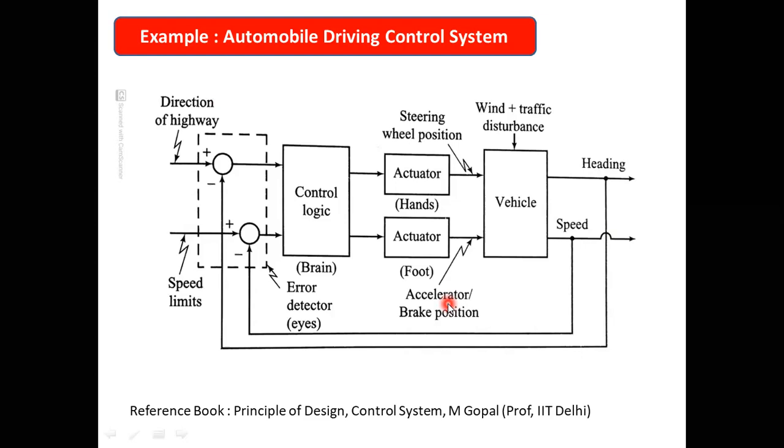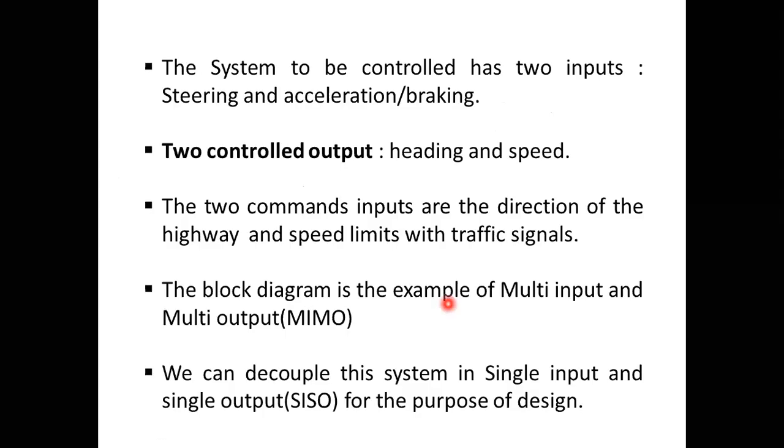Now, I told you that we have to analyze the system, and we have to decouple this system into a single input single output system to analyze the transfer function. So here are the key points from this block diagram. First, the system to be controlled has two inputs, steering and acceleration braking, and two control outputs, the direction in which it is heading and the actual speed. The two command inputs are the direction of the highway and the speed limits with traffic signals. This block diagram is multiple input, multiple output, and to analyze the transfer function, we have to decouple it into single input, single output.